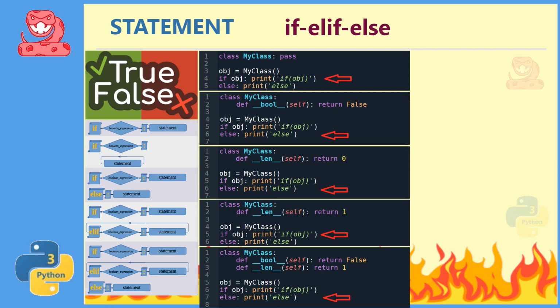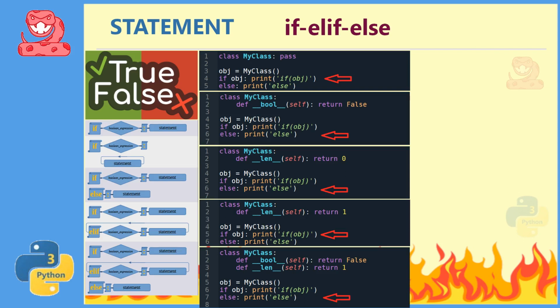Objects can also be checked for truthiness. By default, any object instance is evaluated as true. However, by overloading the magic method __bool__, we can implement our own logic. In this example, we simply return false from the method, and the truth check for the object instance also returns false.